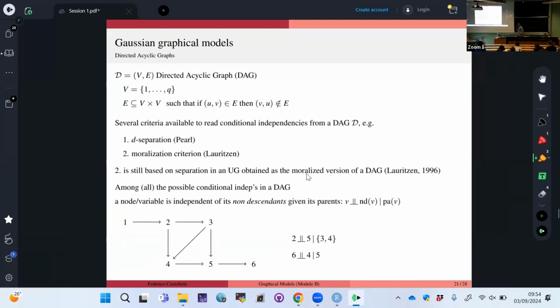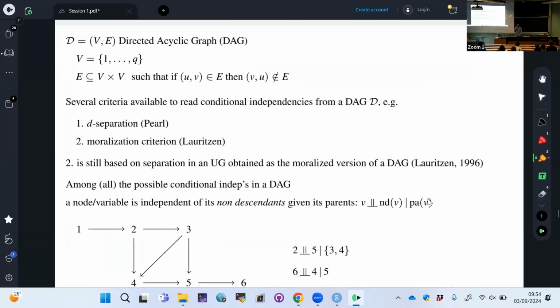Okay, so let's move to directed acyclic graphs instead. And again, let me just recap a few notions about conditional independencies in directed acyclic graphs.